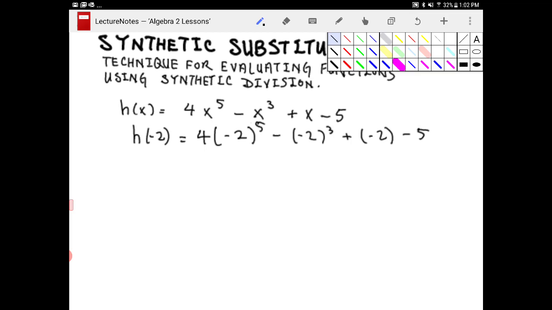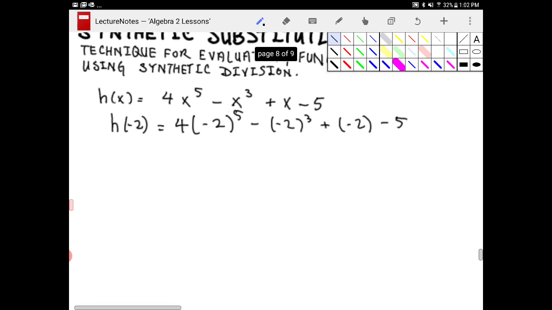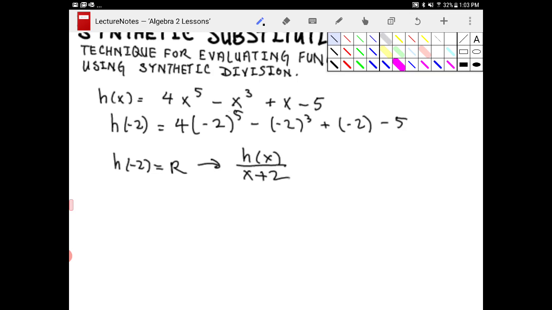So to get a general sense of what the actual numbers turn out to be, there is a way of getting around this. From the last video, we understand that h of -2 turns out to be the remainder of h of x divided by x plus 2. Sometimes finding the quotient is a little easier, and after finding it and determining the remainder, we can arrive at h of -2 a little quicker. That's the theory. So let's take a look.